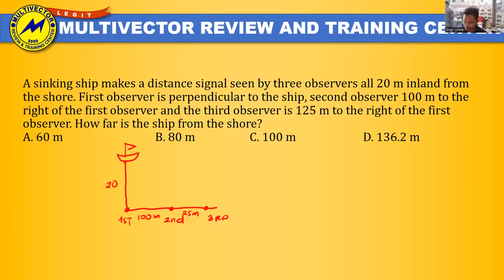Dito sa problem number 84, ito lang siya. Ito yung from the shore up to the first observer. Then ito naman yung x, where x is the distance ng ship papunta dun sa shore. So hinahanap is actually the x distance.